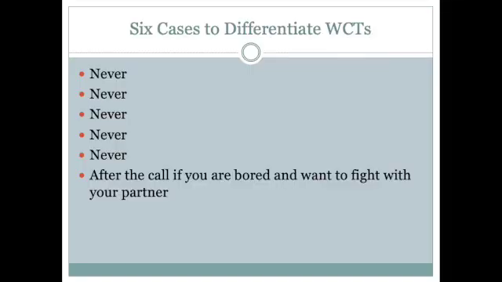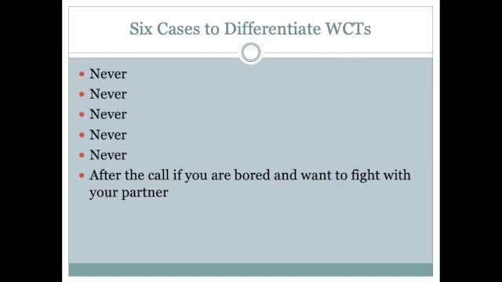So I'm going to give you 6 times where you can differentiate wide complex tachs. Amazingly, they're the same 6 things where I used to tell my 5-year-old I would leave her at home alone. Never, never, never, never, never. Those are the first 5. The last one is, after the call, when you're cleaned up, when you're ready for the next call, and you feel like starting a fight with your partner for no reason. Those are the 6 times.